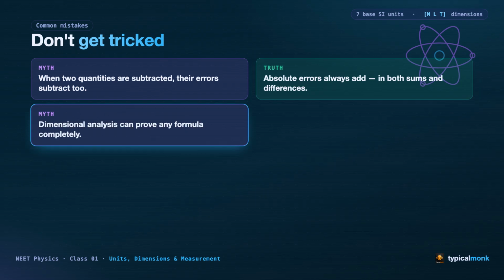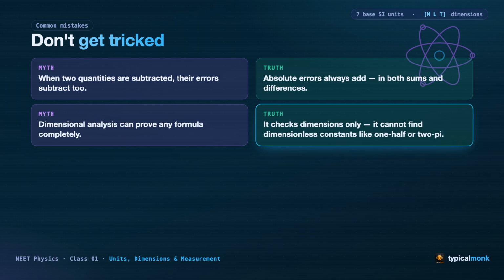Myth 2. Dimensional analysis can prove any formula completely. If both sides match dimensions, surely the formula is fully correct? The truth: it checks the dimensions only. It can never reveal a dimensionless constant like 1/2 or 2 pi. The formula for the time period of a pendulum has a 2 pi that dimensional analysis simply cannot see. A powerful checker, yes, but never foolproof.